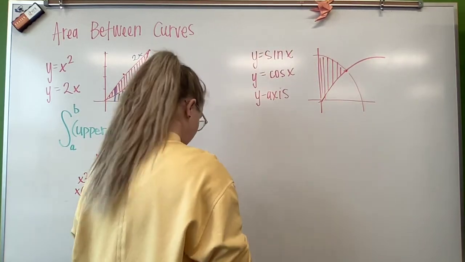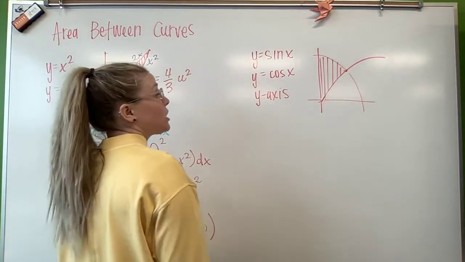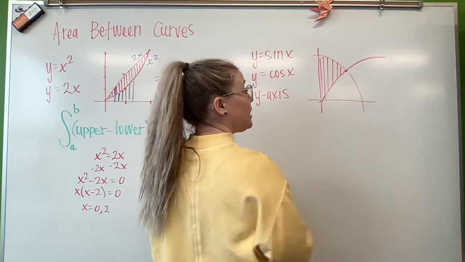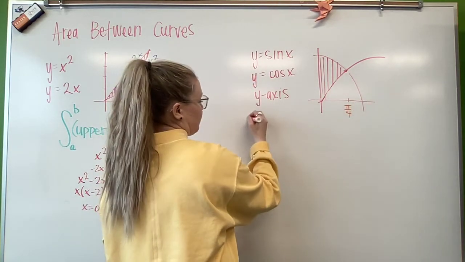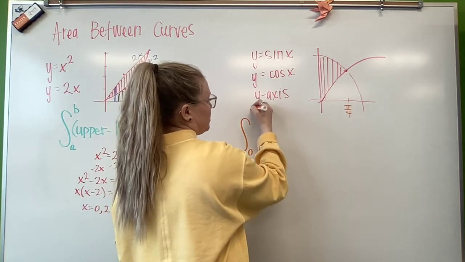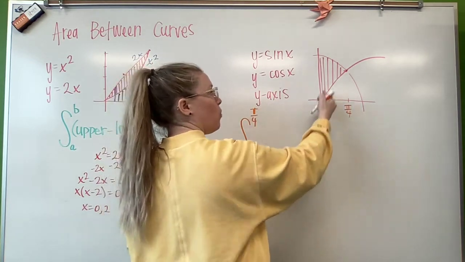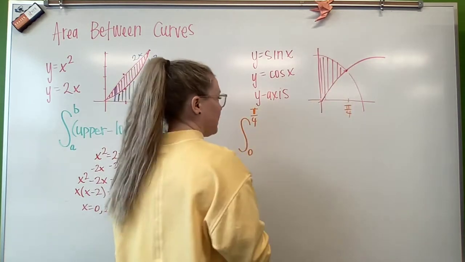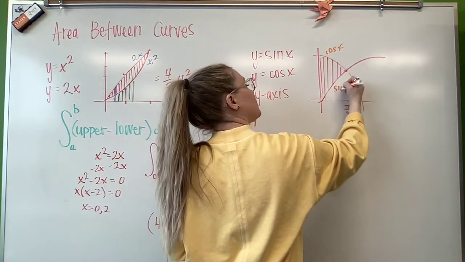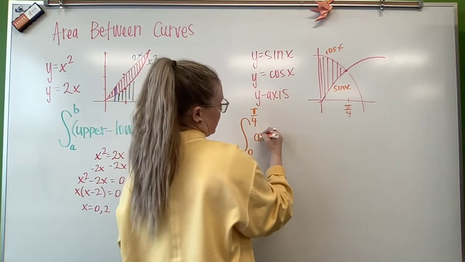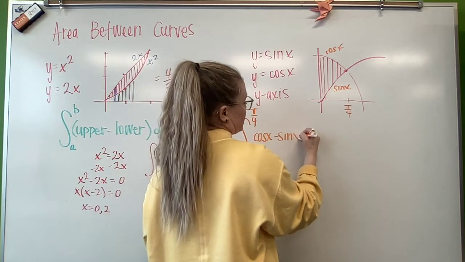Okay, either way, we know that sine and cosine are going to be equal to each other at pi over 4. So I'm going to find the integral from 0 to pi over 4 because it said the y-axis, and that's how we got our shape. My upper curve is cosine, and our lower curve is sine. So this is going to be the cosine of x minus the sine of x.